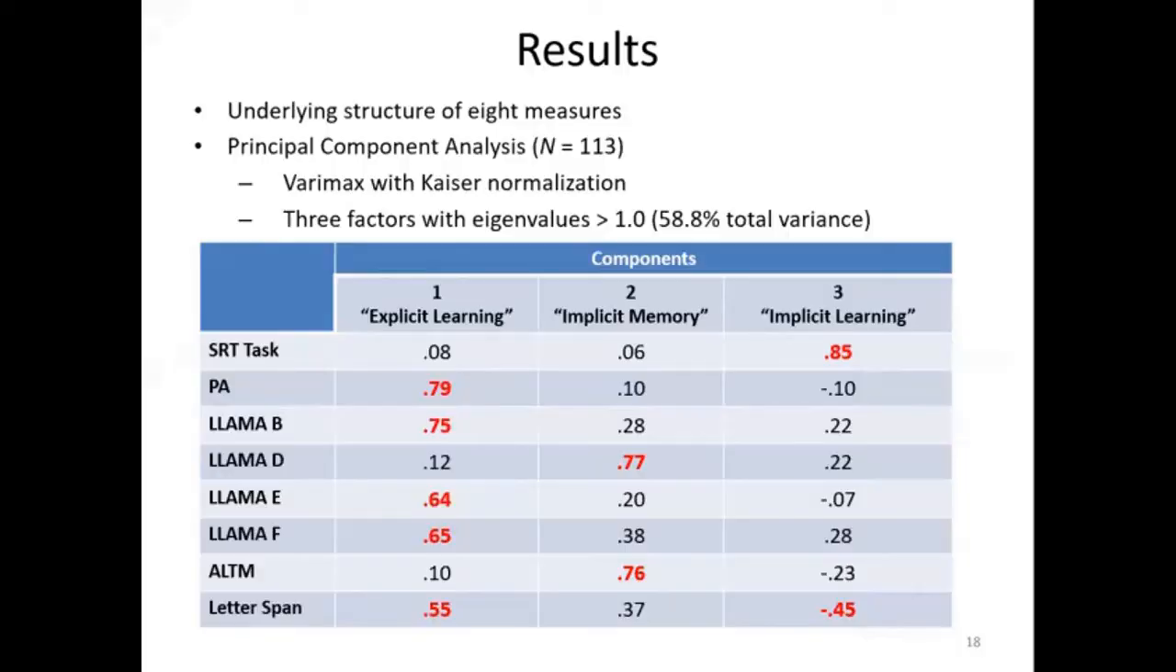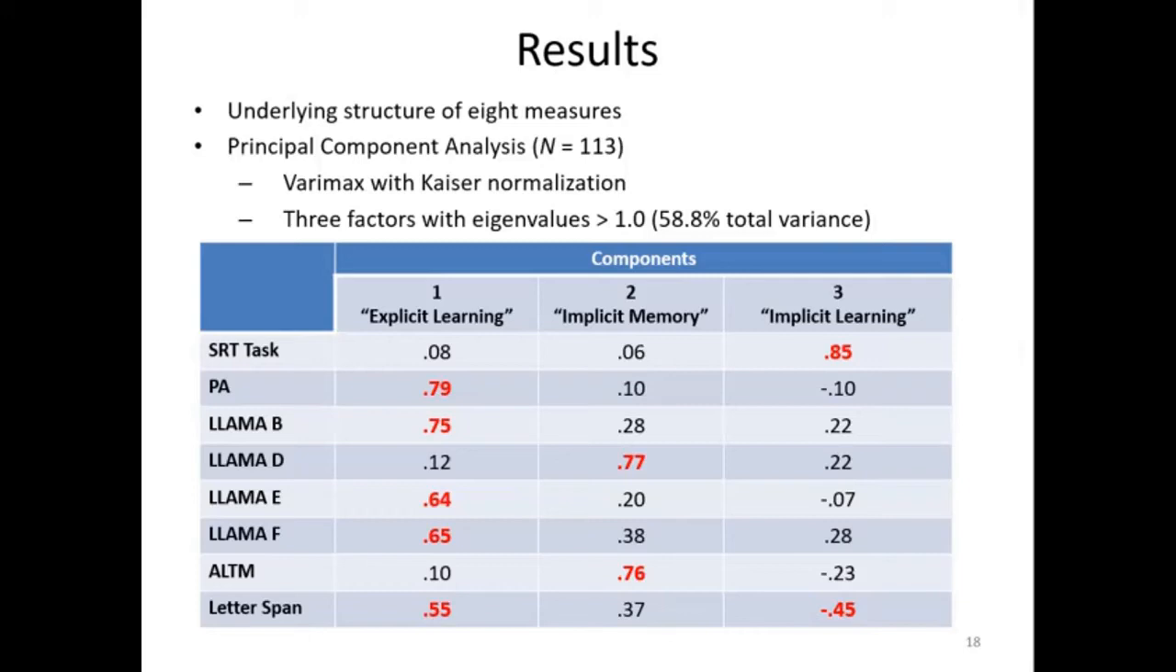Hi, I would like to talk about the results of the study and discuss those results later on. So before we carried out the statistical analysis to answer our research question, we first carried out a principal component analysis with Varimax rotation to determine the underlying structure of the 8 measures. The rotated solution produced 3 factors.